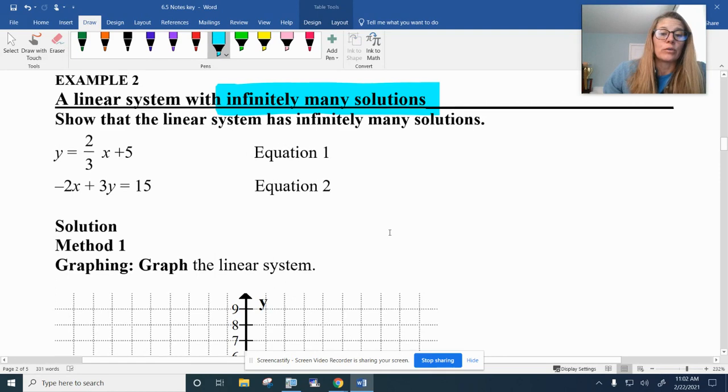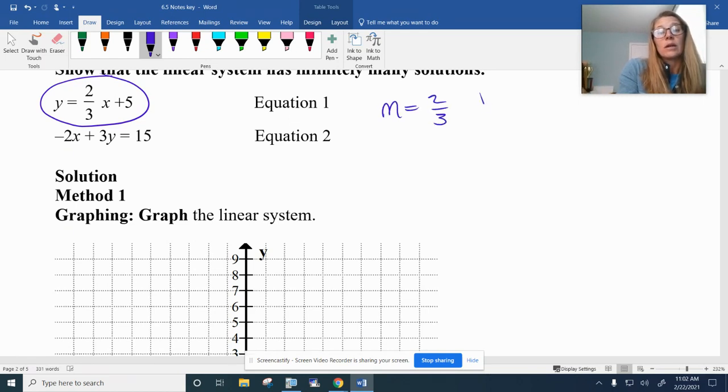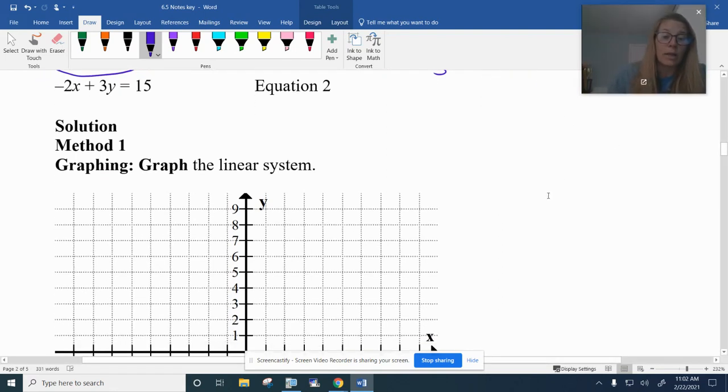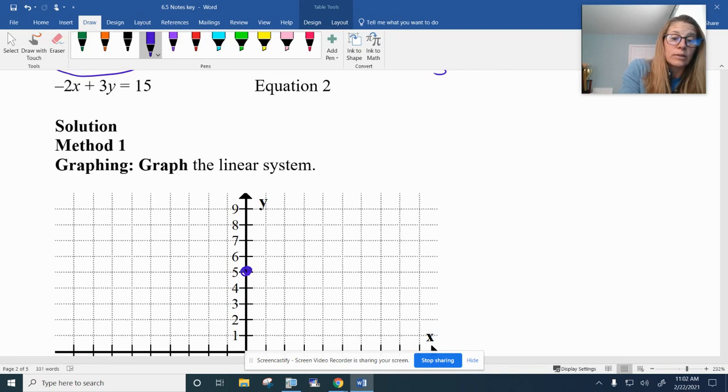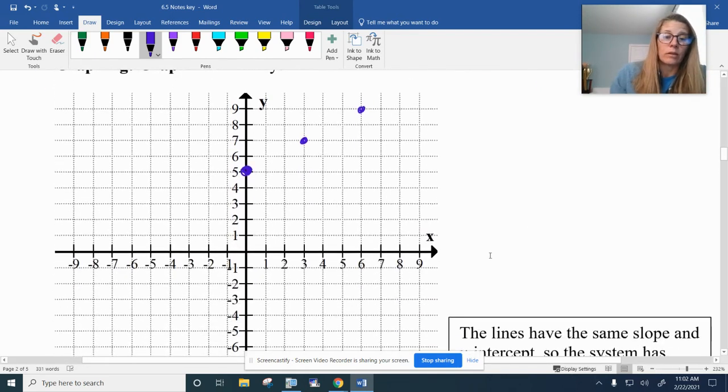So in this case, we have our two equations. So my first equation is already set up for us in a y equals mx plus b, or that slope-intercept form. So I can go right ahead and graph it. So I can see here that my slope is 2/3 and my y-intercept is 5. So I'm going to start out by plotting the 5, which was that y-intercept. And now I'm going to move up 2/3. Or if I need some more points going in the other direction, I can go down 2/3.